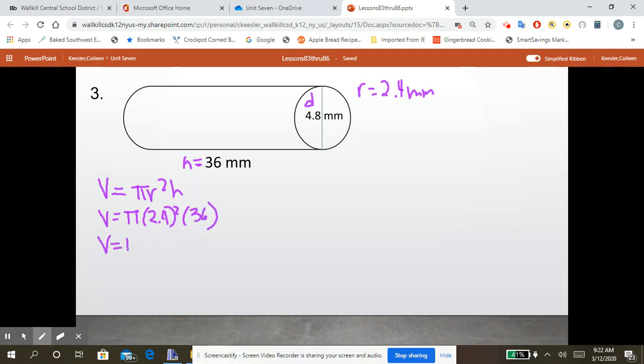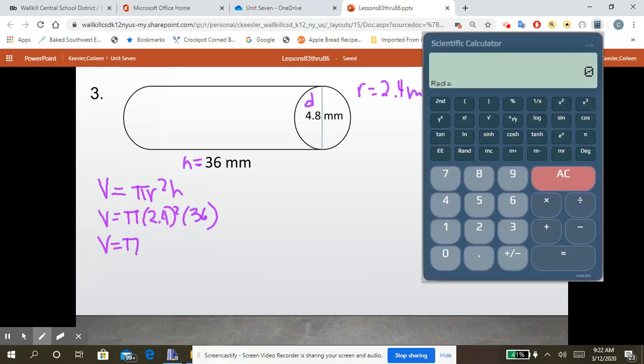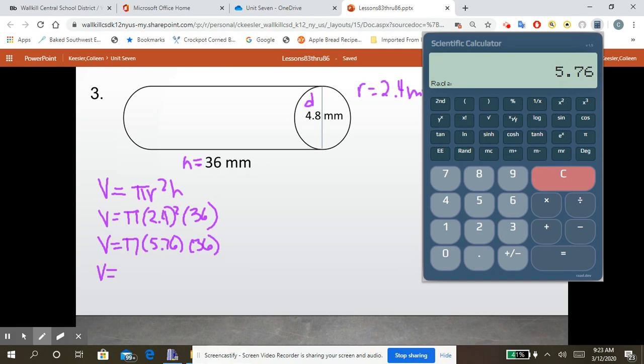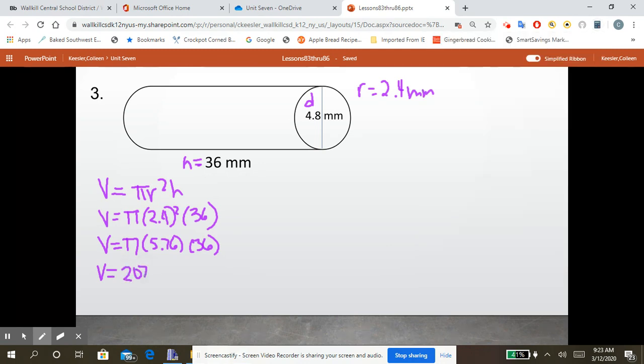So volume is pi times 2.4 squared. We evaluate the exponents first. And that's 5.76 times 36. Then we multiply the 5.76 times 36, which gives us 207.36 pi millimeters cubed as our exact volume.